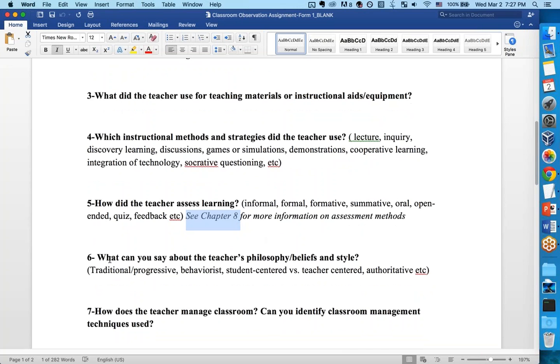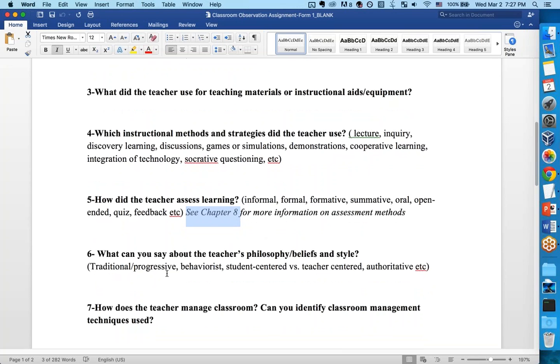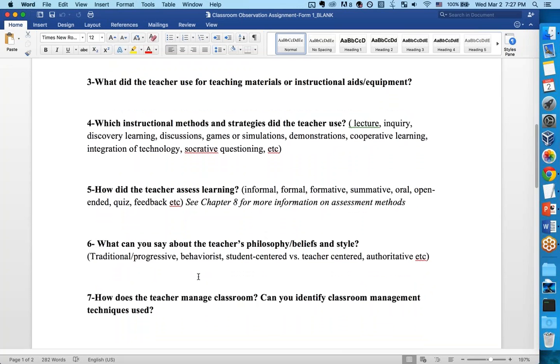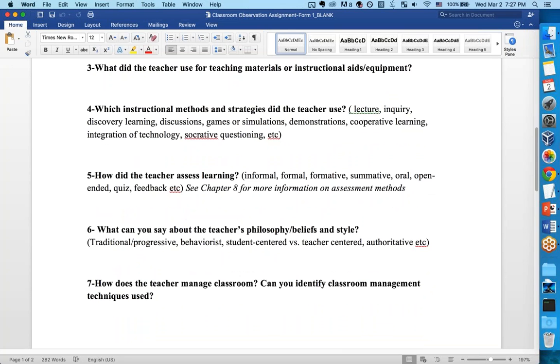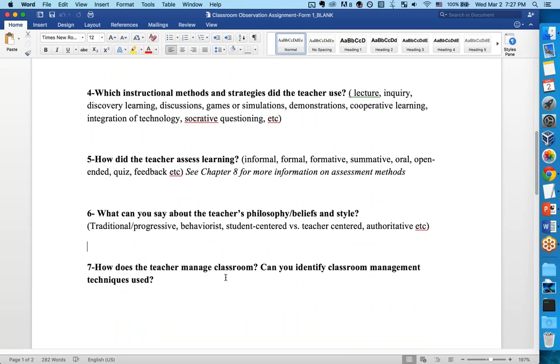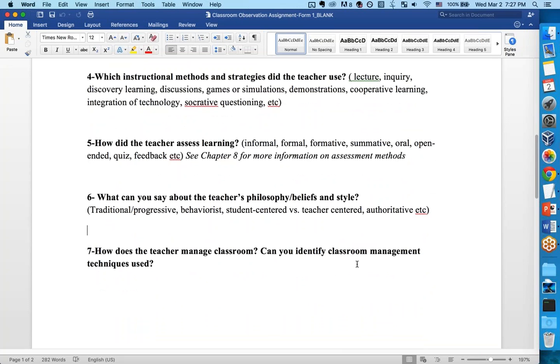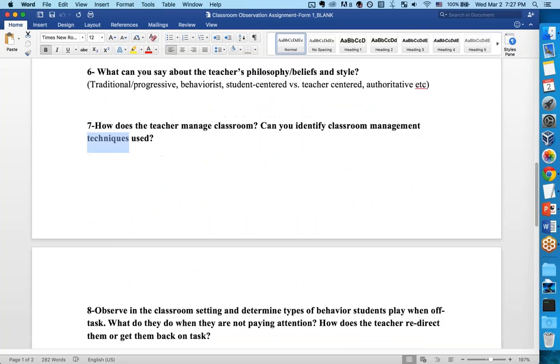Number 6, what can you say about the teacher's philosophy or beliefs and style? Do you see the teachers as traditional, progressive, behaviorist, student-centered, or teacher-centered? Can you identify any type of style or beliefs of the teacher? How does the teacher manage classroom? This is about classroom management. Can you identify any classroom management techniques used? So talk about that under 7.